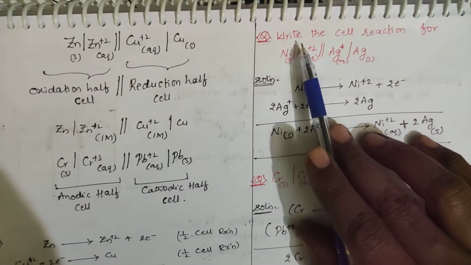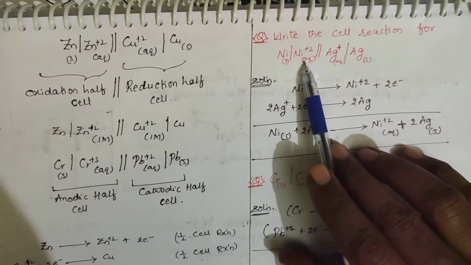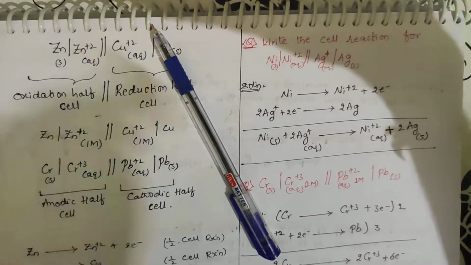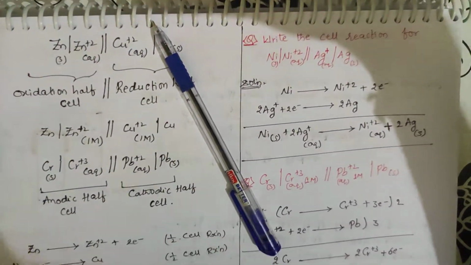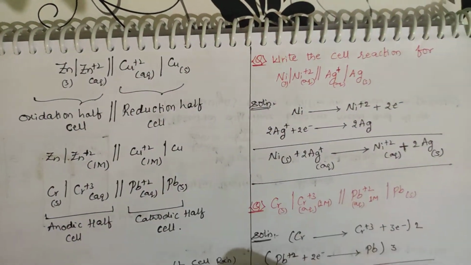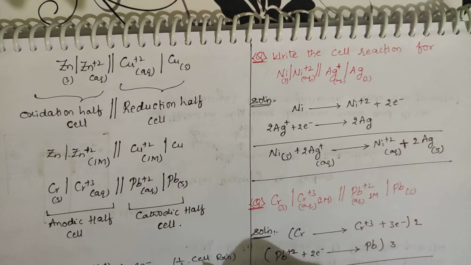I am representing the equation. Write the cell reaction for nickel to nickel plus 2, double slash, Ag plus aqueous solution to Ag. See, my condition is you should cancel out the electrons. Okay, students, pause the video and try to solve this. 1, 2, 3.